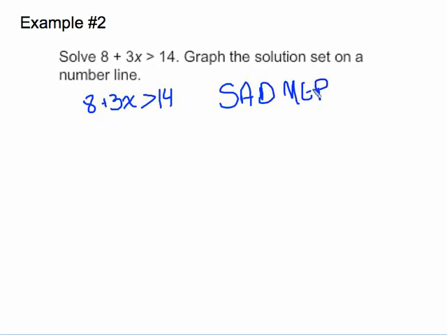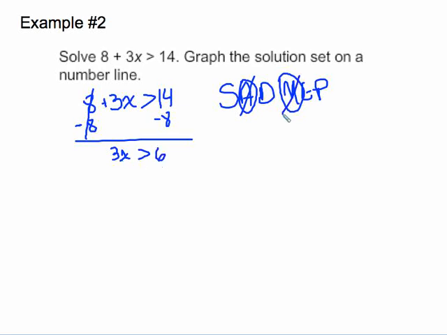So I see addition in the form of 8 plus, and I see multiplication in the form of 3 multiplied by x. So we're going to undo the addition first. I'm going to subtract 8 from each side. I'm going to have 3x is greater than 6. Undo that multiplication by dividing by 3 on each side. I'm going to have x is greater than 2.